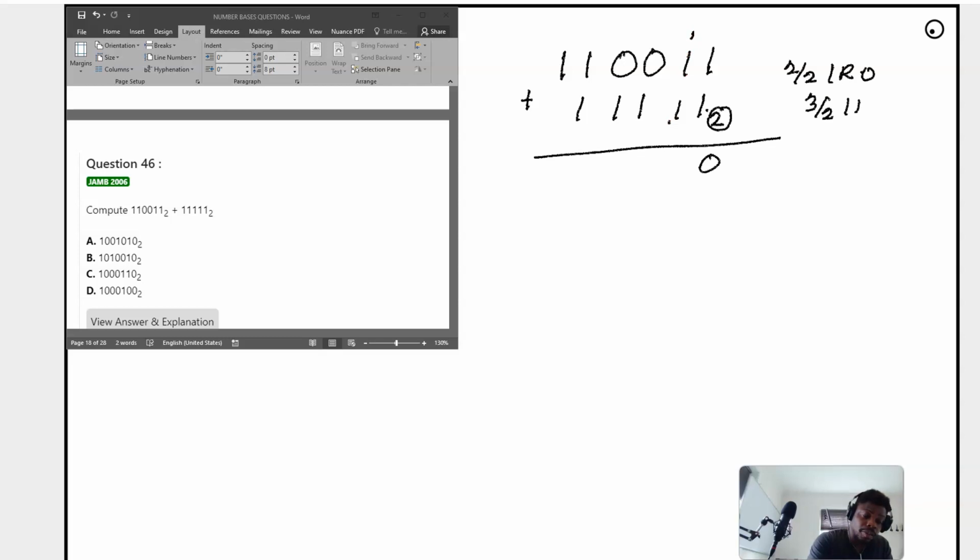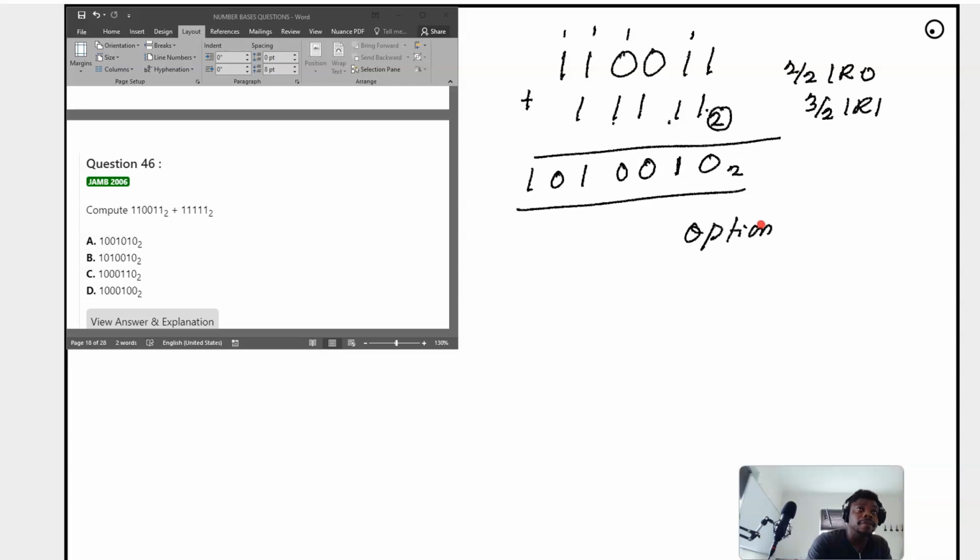3 over 2 is 1 remainder 1. Carry 1 here. 1 plus 0 plus 1 is 2, so write 0, carry 1. This is 2. Write 0, carry 1. This is 3. Write 1, carry 1. This is 2. Write 0, carry 1 in this 2. So our answer is 1010010 in base 2. So that is option B.